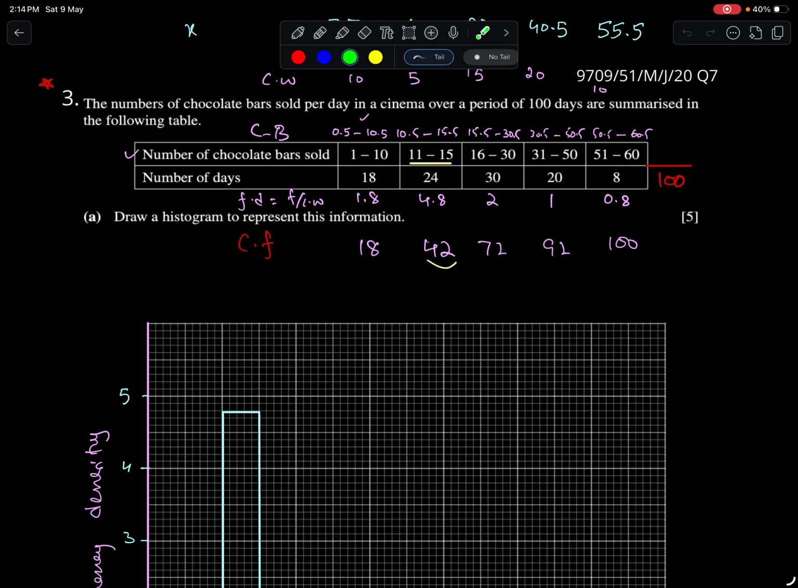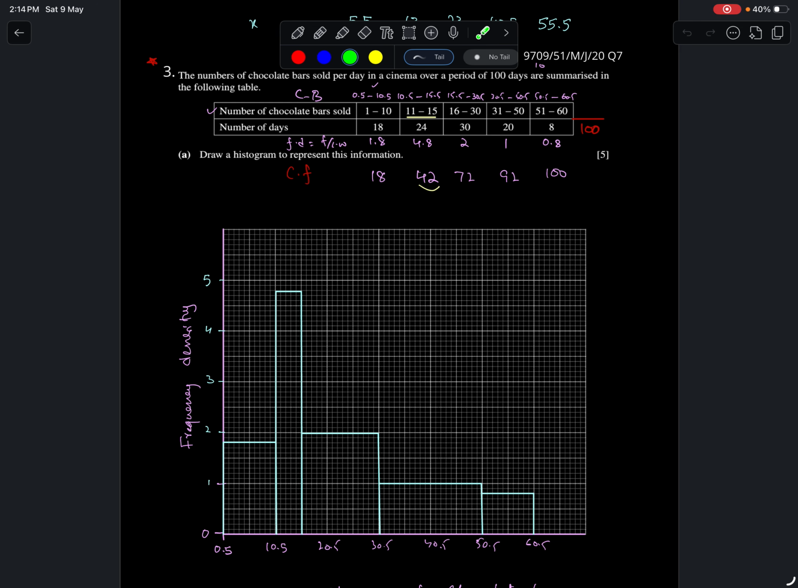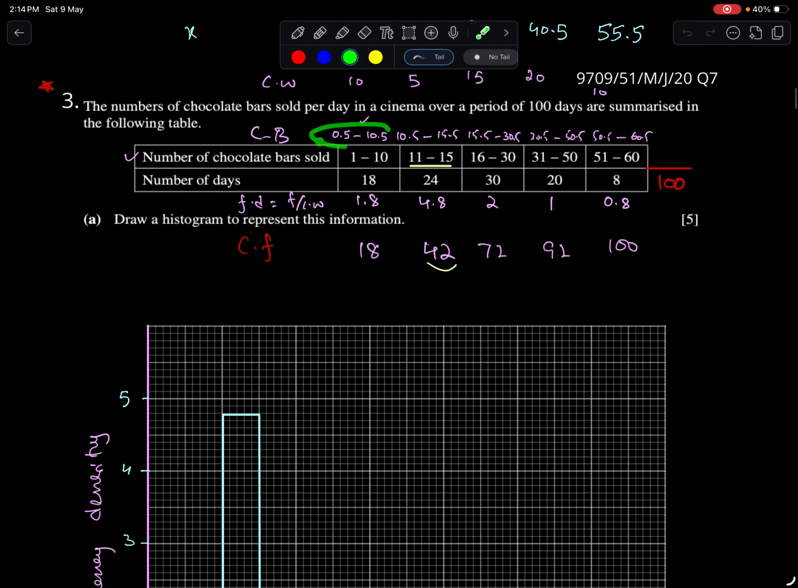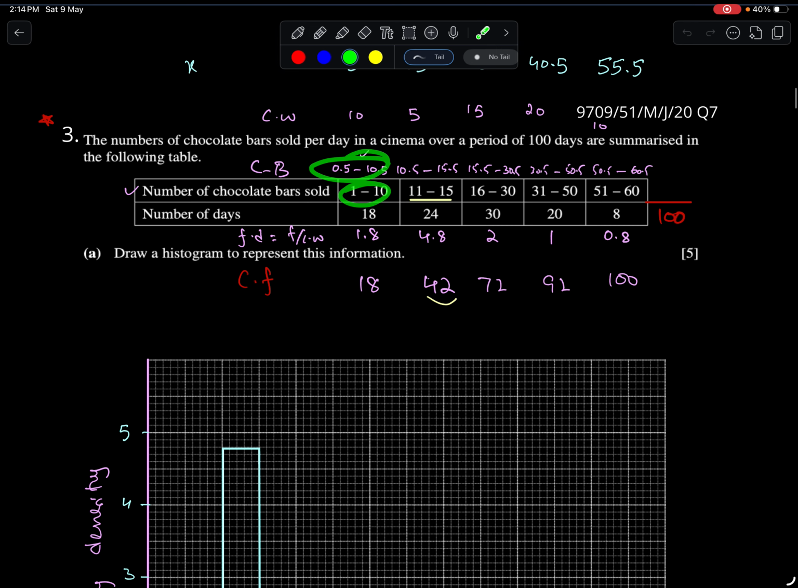Mean is very simple. For mean you must have the average of these numbers. This is the histogram question. You all know how to draw a histogram. You have done this in O-levels. Class boundaries are here. Frequency densities are here. Frequency divided by class width will give you frequency density. And make sure you take class width from here, not from here. 10.5 minus 0.5 will give you 10.